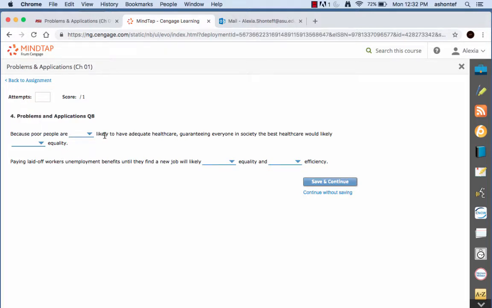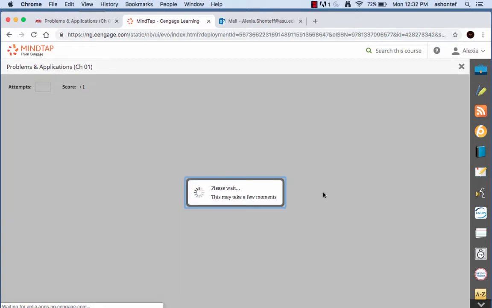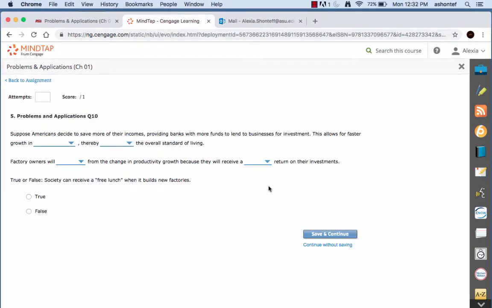equality. So what this question is really trying to get you to view is that while sometimes we want to try and make things better for everyone, it can come at a cost of efficiency to society. So as you answer that, just keep that thought in mind. And then we're going to continue on. The next question, I think this is the last one.